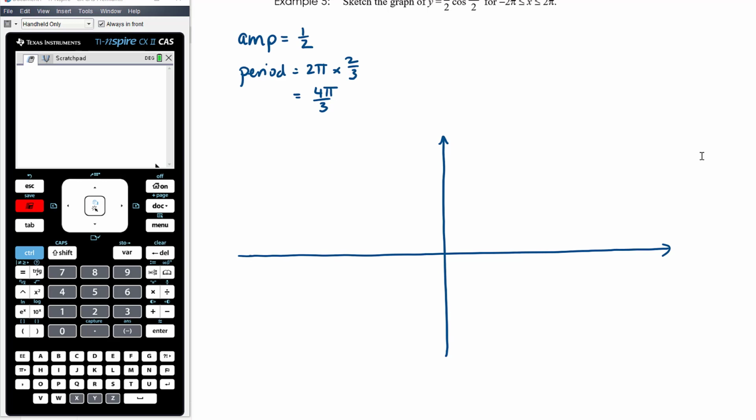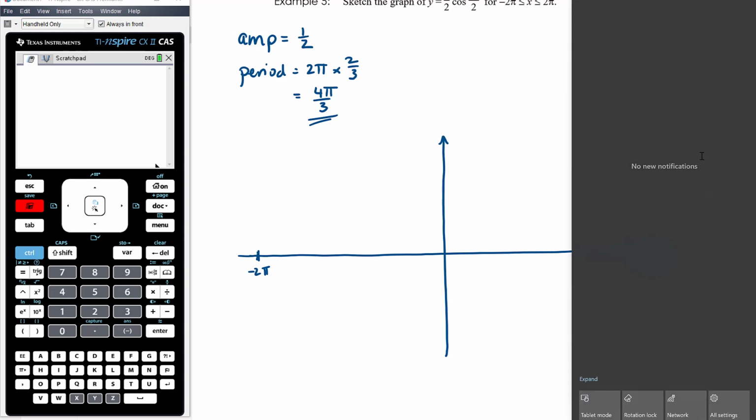Okay, so 2 pi, minus 2 pi. I'm always quite bad at getting the left and right scale the same. Now, thinking about this period of 4 pi on 3, it will be helpful if I divide my axis up using thirds.